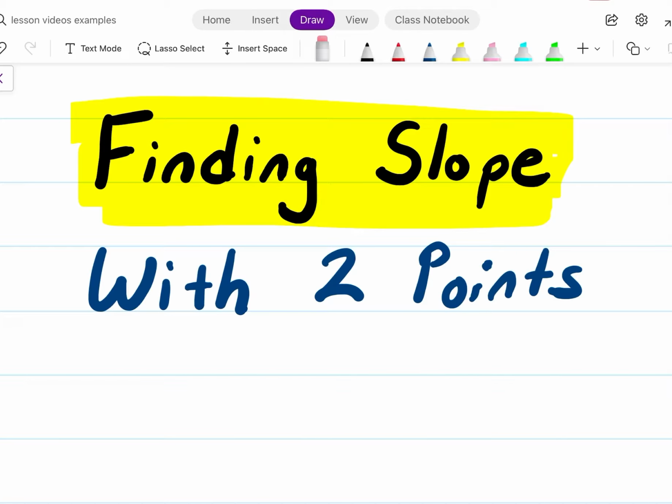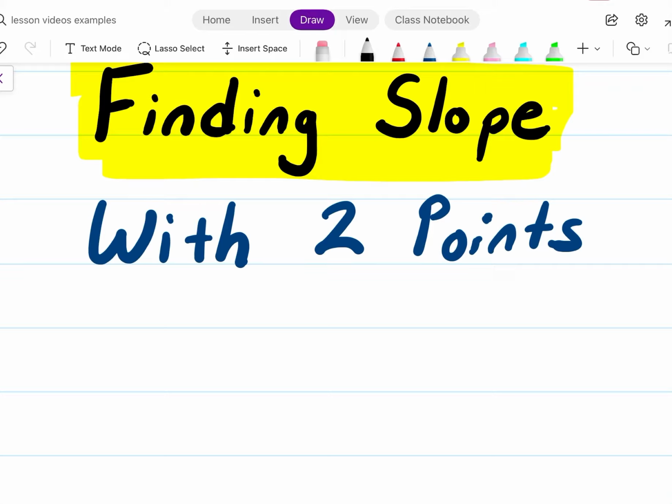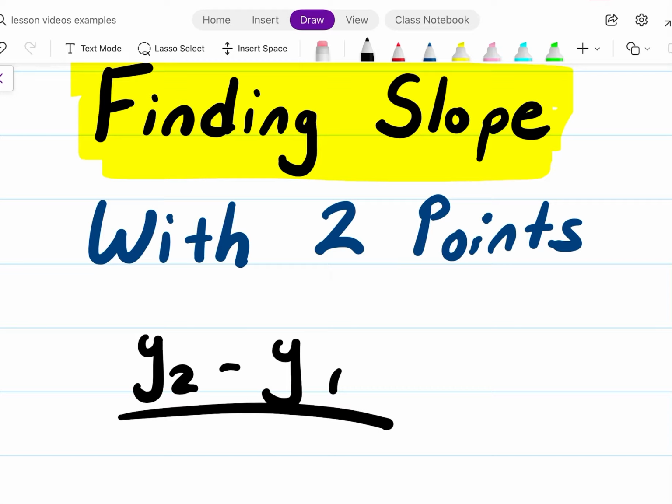But in this case, we have to use the slope formula, which in most cases is y2 minus y1 over top of x2 minus x1. And you're probably wondering, what does y2 minus y1, x2 minus x1 mean, where would I find y2, where would I find y1, and so on.